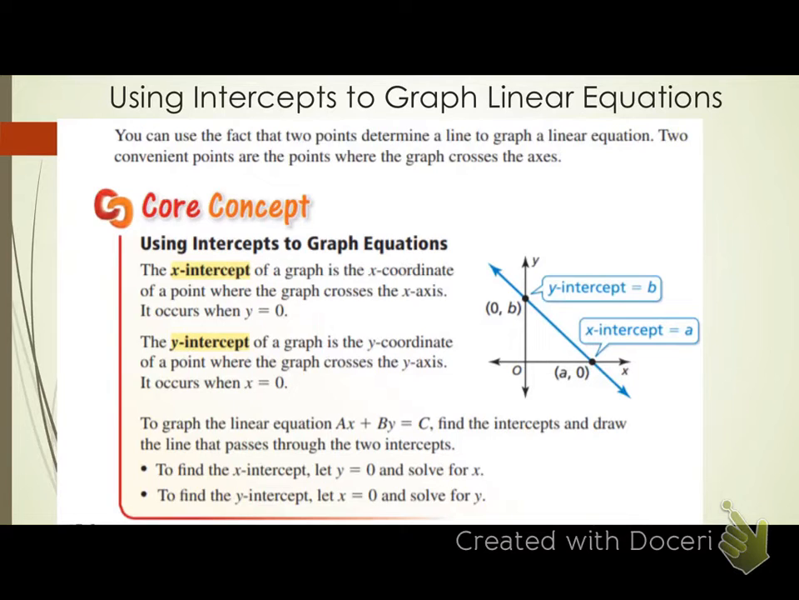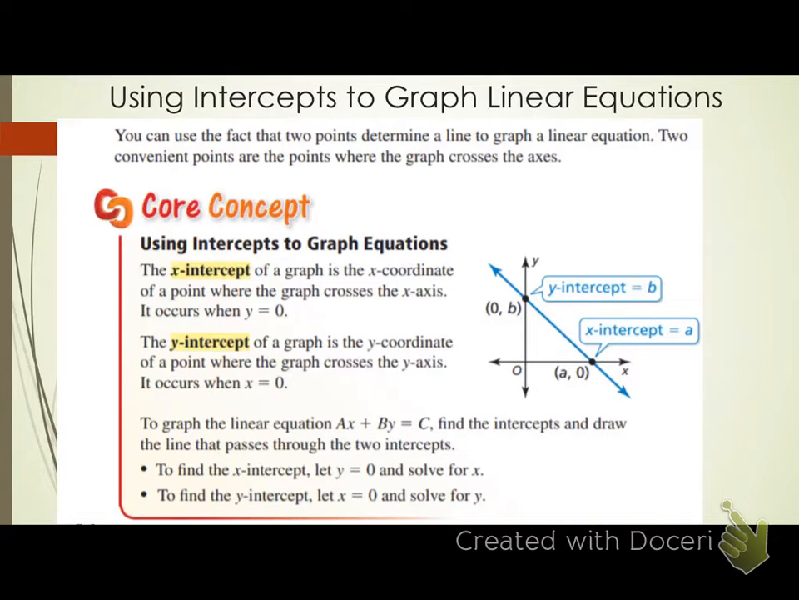So, you can use the fact that 2 points determine a line to graph a linear equation. If I have just 1 point on a graph, I don't know which direction I'm supposed to draw my line, do I? But if I have 2 points, I can easily tell which direction that line is supposed to go, correct? So all I really need is 2 points to graph a line. The more points you have, the more accurate your line is, but we just need at least 2 to create a line. Does that make sense? So 2 convenient points are the points where the graph crosses the axes, the x-intercept and the y-intercept.